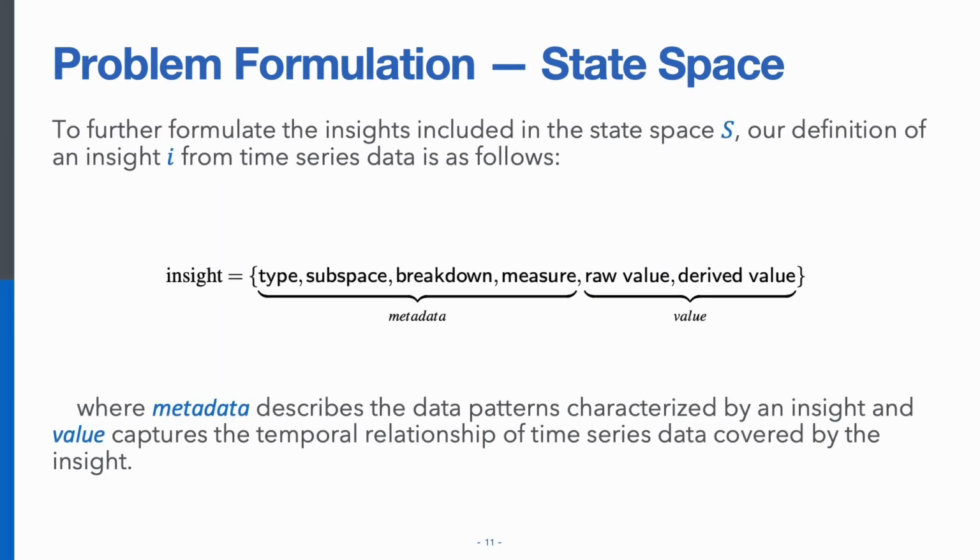The insights in the state space is defined as a 6-tuple. The first 4 items constitute metadata which describe the data patterns characterized by an insight. The latter 2 items constitute value, which capture the temporal relationship of time series data covered by the insight.